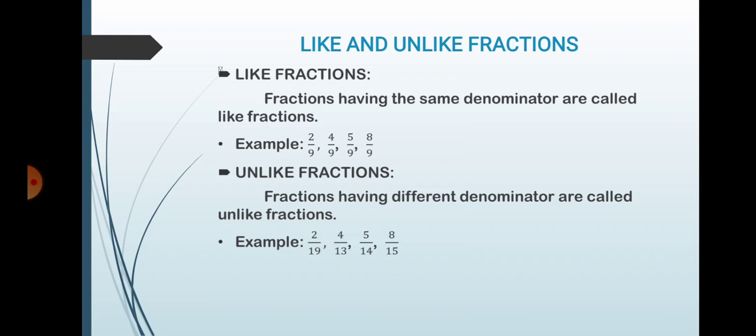The last type of fractions is like and unlike fractions. Fractions having the same denominators are called like fractions. Fractions having different denominators are called unlike fractions. So I have given examples. 2 by 9, 4 by 9, 5 by 9, 8 by 9. Everywhere we have the same number as denominator, then these fractions are like fractions.